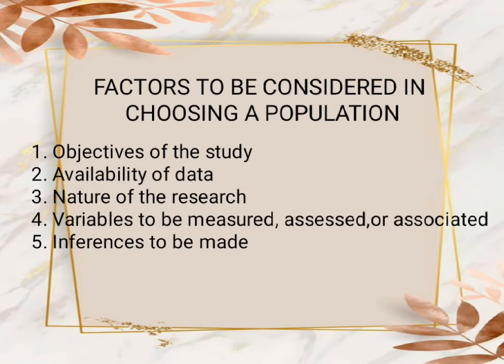Here are the factors to be considered in choosing a population. Number 1, objectives of the study. Number 2, availability of data. Number 3, nature of research. Number 4, variables to be measured, assessed, or associated. And number 5, inferences to be made.